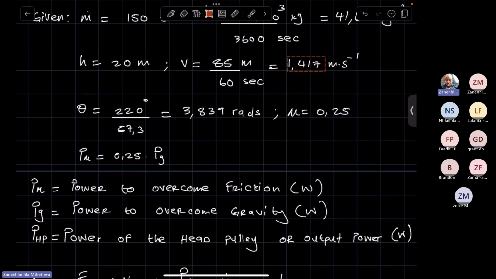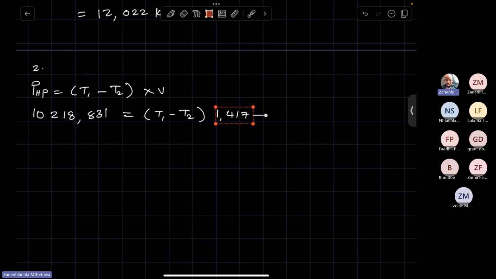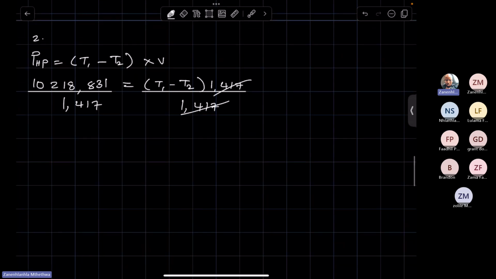Remember we had to convert this to meters per second, right? So the belt speed in meters per second is equal to this one here. We are essentially looking for T1 minus T2. So you divide both sides by the 1,417, right? Obviously that cancels and you're left with T1 minus T2 on the right hand side.